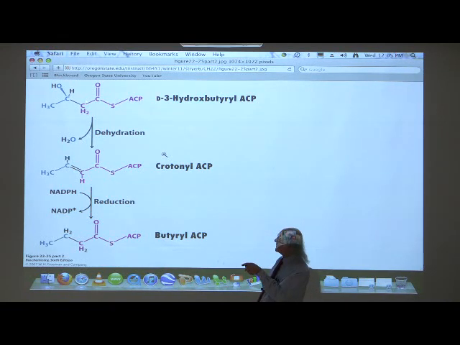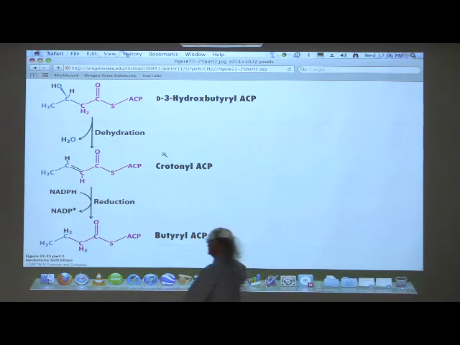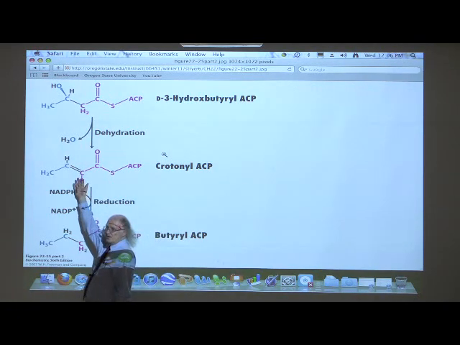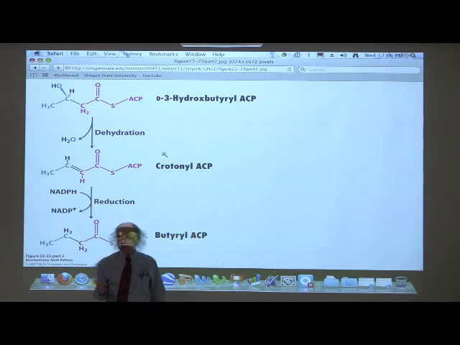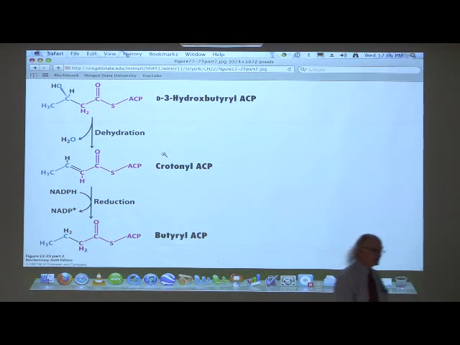In fatty acid synthesis, we remove water to create a double bond. So again, we're doing the basic chemical reversal of what we saw in fatty acid oxidation. We're removing a water. You'll notice that we create a trans double bond just like we saw in fatty acid oxidation. You'll notice it's between carbons numbers 2 and 3, just like it was in fatty acid oxidation. So again, reversal of that general chemical process that we saw before.